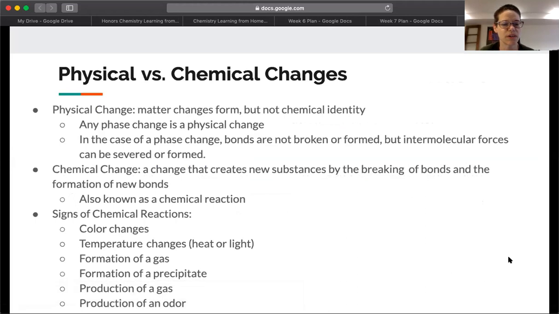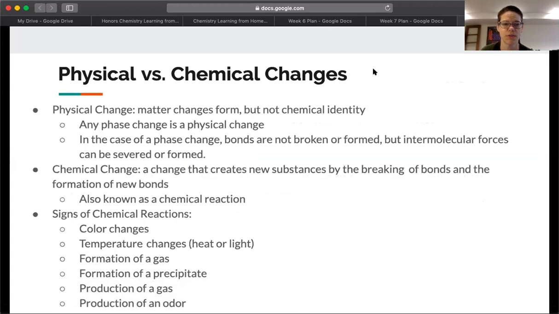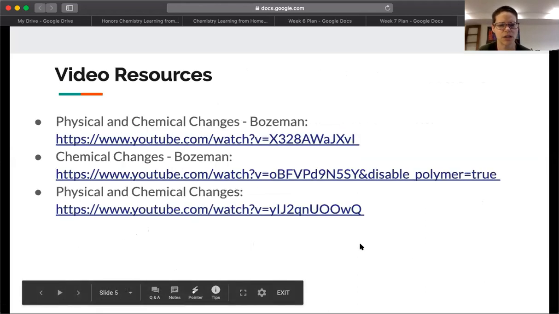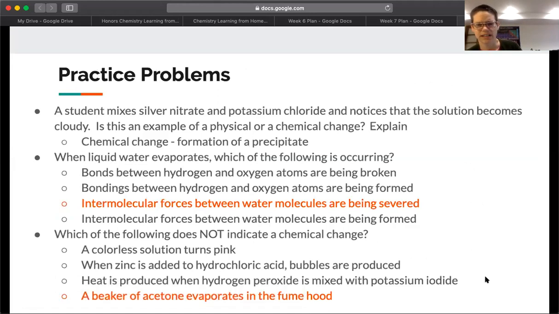The only thing I will point out is don't forget that phase changes in the state of matter are physical changes. You are breaking forces, not bonds. That is one thing you do need to make sure you remember, although I don't think that's actually an issue anymore. I'm not even going to bother going through these practice problems because that's intro level Chem 1 stuff.